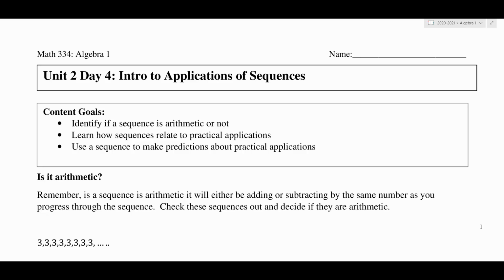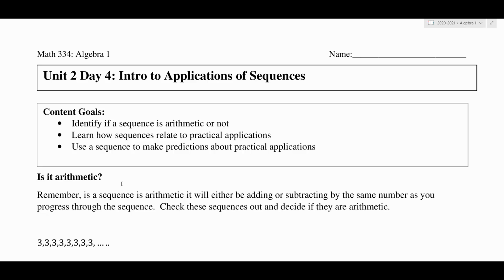We're going to be talking about applications of sequences today. So we first want to talk about whether or not we know a sequence is arithmetic or not. We also want to learn how to relate sequences to practical applications. So like where do we see these types of scenarios in the real world? And we also want to use sequences to make predictions about those practical applications because that's their primary use, right? If we're going to create an equation, table, and a graph, we typically want to be able to make a prediction about what's going to happen in the future as we progress through the sequence.